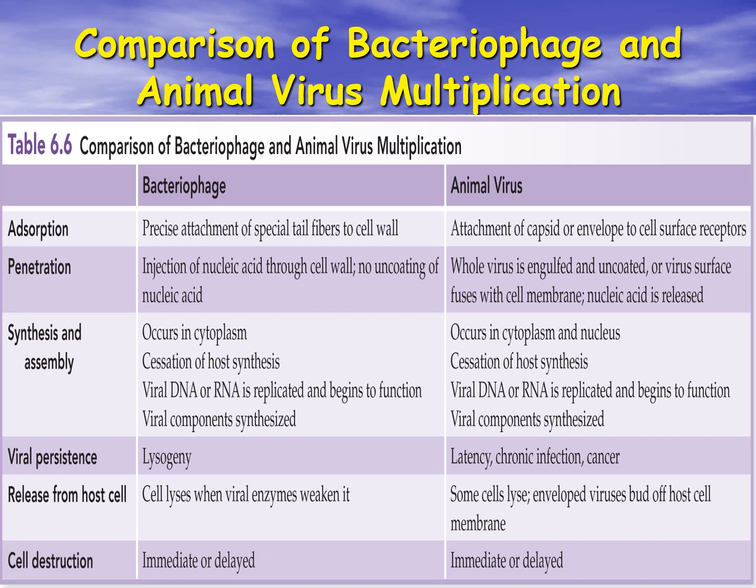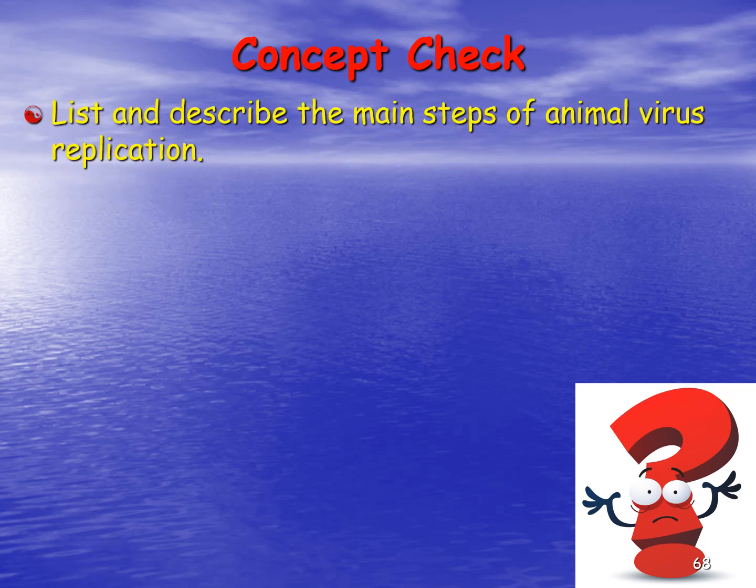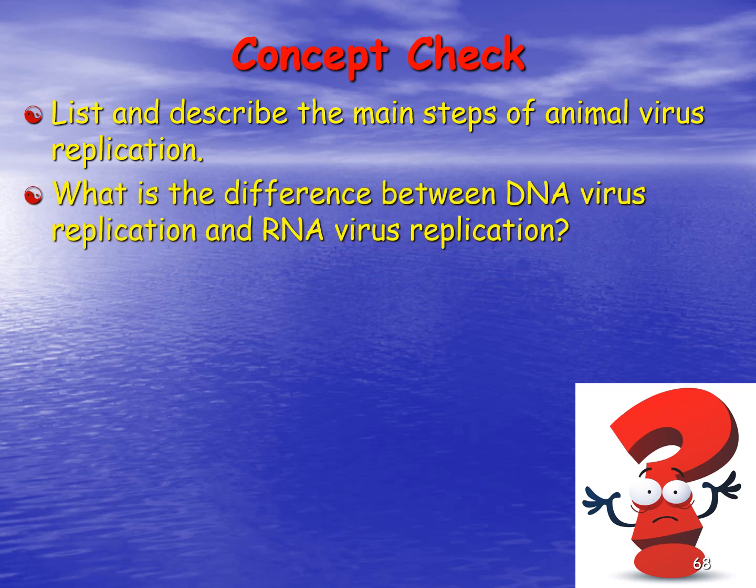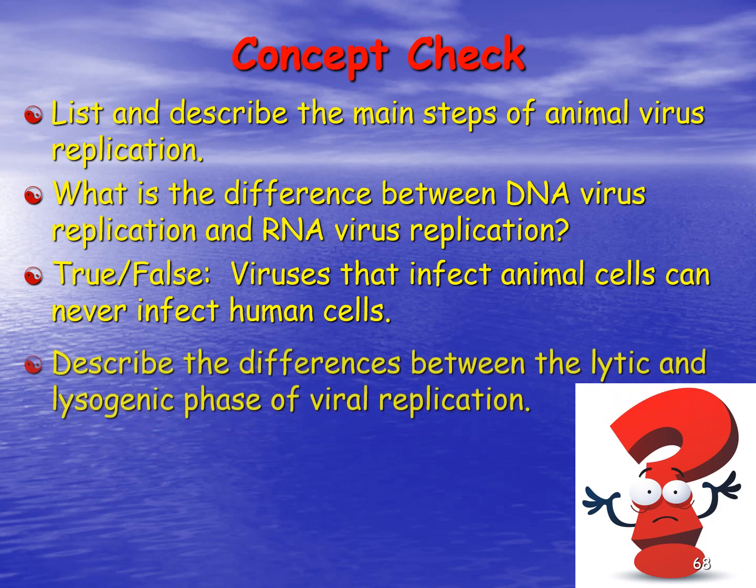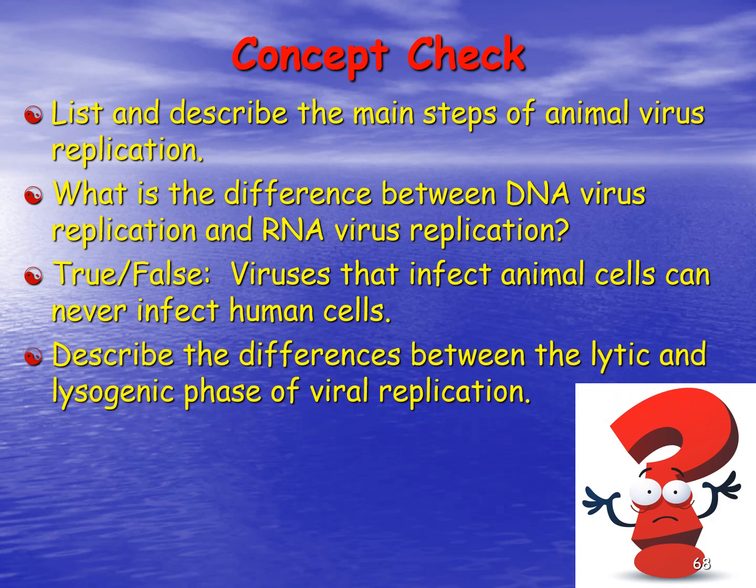So this table just compares the bacteriophage and the animal virus multiplication. So can you list and describe the main steps of animal virus replication? Can you tell the difference between DNA virus replication and RNA virus replication? And true or false, viruses that infect animal cells can never infect human cells. And describe the difference between lytic and lysogenic phase of viral replication.